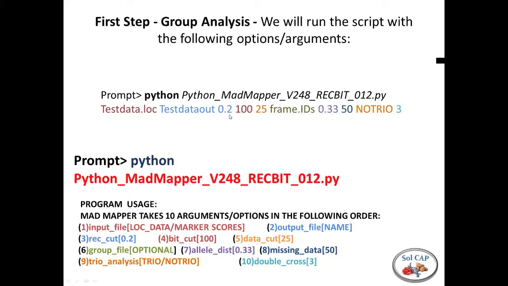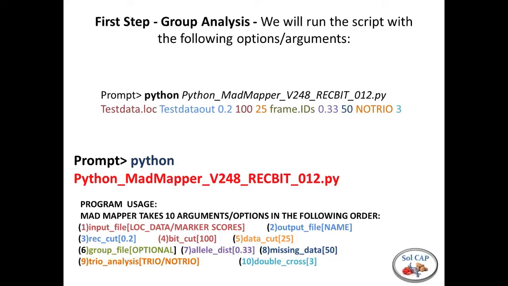So in this case, the first one, 0.2, is the recombination cutoff. So the maximum recombination frequency that you will allow for a marker to be included if it's part of that group. So a marker has to be within 20 recombination units, or 0.2 recombination, for it to be included in a group.